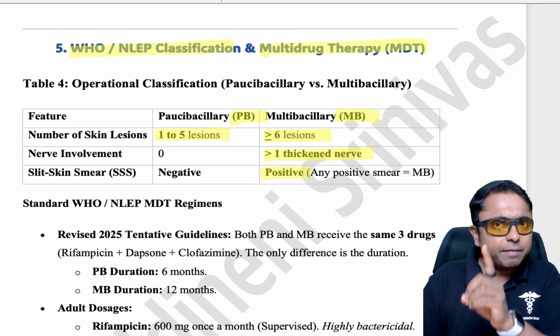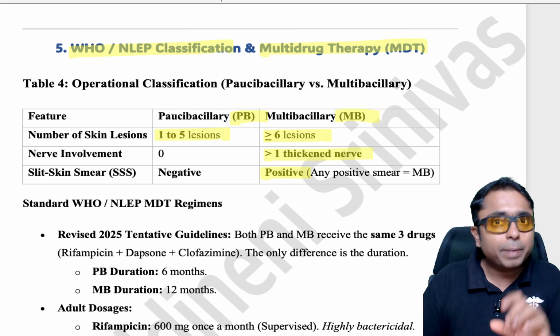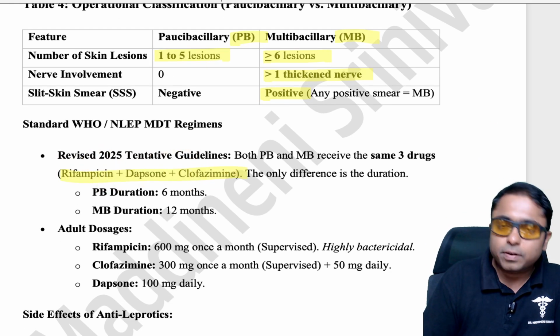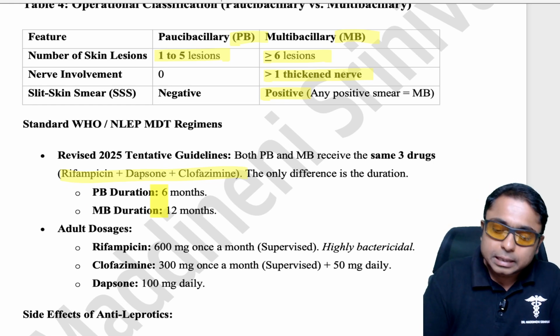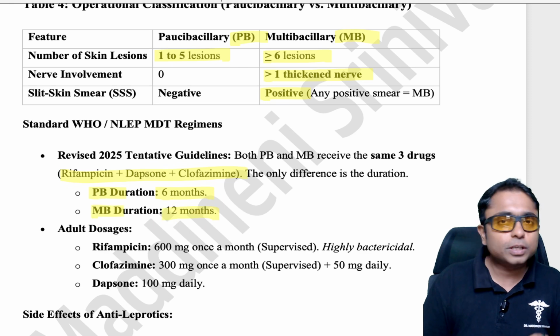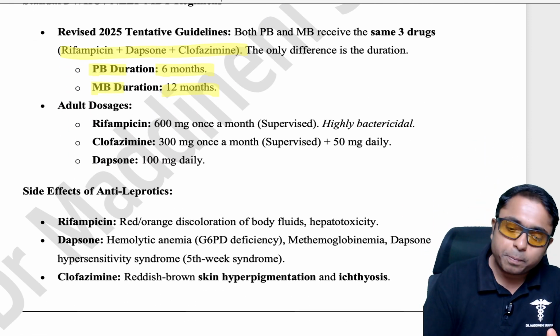Even if any one of them is present, we are going to categorize the patient as an MB patient, and we are going to give the same 3 medications for both these patients: rifampicin, dapsone, clofazimine. The only difference is duration. In the case of PB patients, the duration is 6 months, whereas in the case of multibacillary, the duration is 12 months. Right? And what are the dosages?